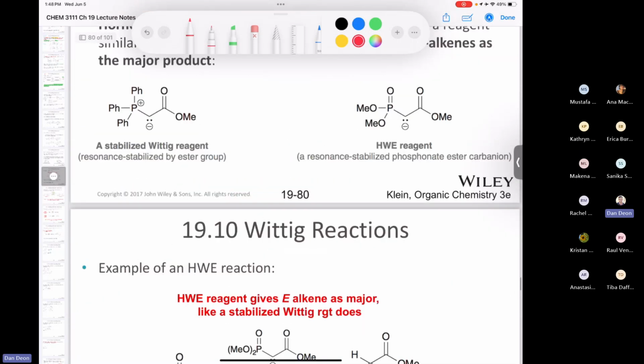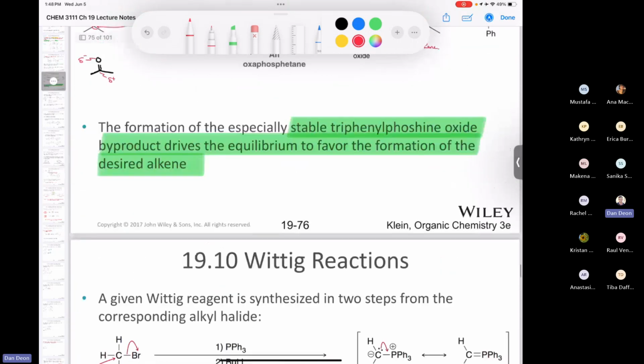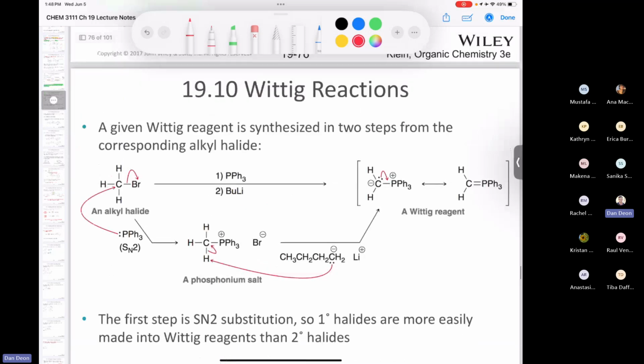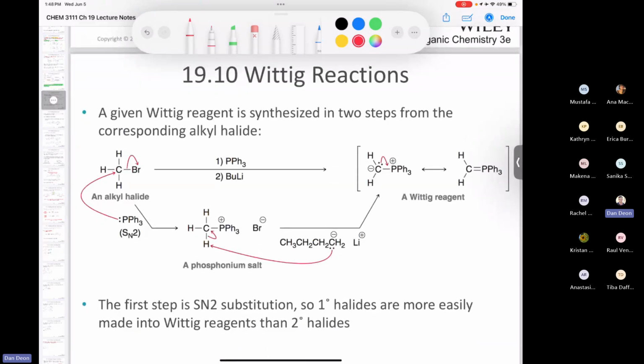If we take a look at this example right here on slide 77, okay? Give you a second to get caught up here. Okay, so what it's saying is that you've got to synthesize your Wittig reagent. You've got to make this from some starting material. So how do you do that? Well, the first step is to take an alkyl halide, okay? And you treat that with this compound here. This is called triphenylphosphine, okay?